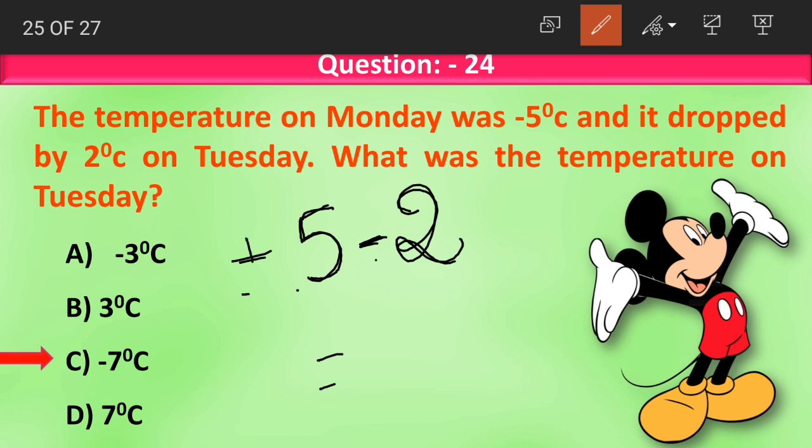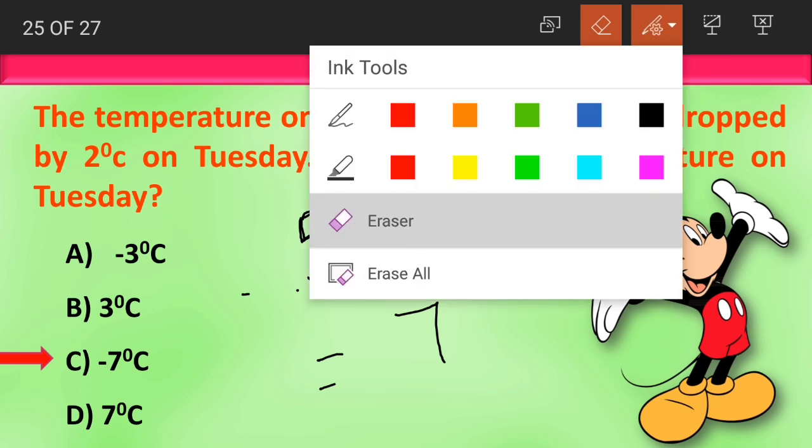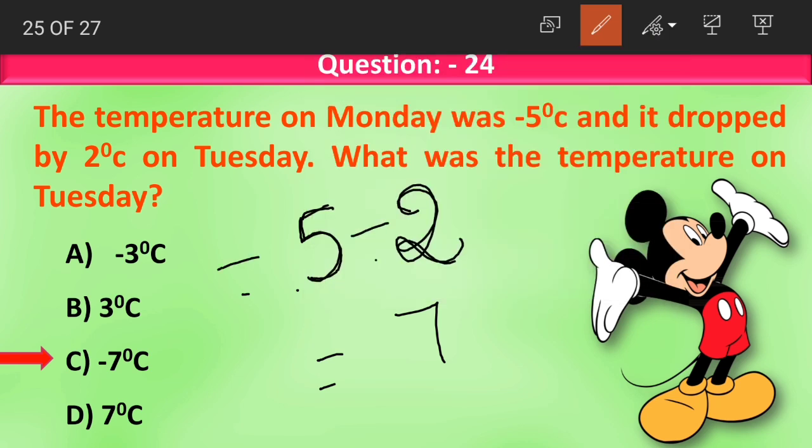Both the signs are same. If it was plus 5 and plus 2, what would you have done? You would have added both the numbers. As both the signs are same, we are adding. 5 plus 2 is 7. Right? But here we are not having plus 5 and plus 2. We are having minus 5 and minus 2. Both the signs are same, we add the numbers. 5 plus 2 is equal to 7. Now 5 is the higher absolute value number. It is having a negative sign. So the answer will also have a negative sign.